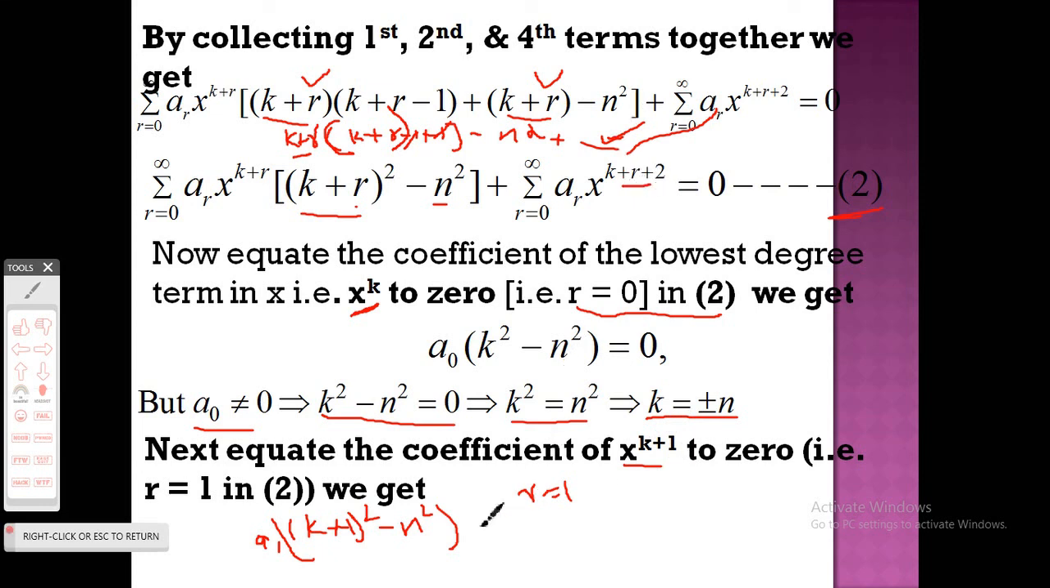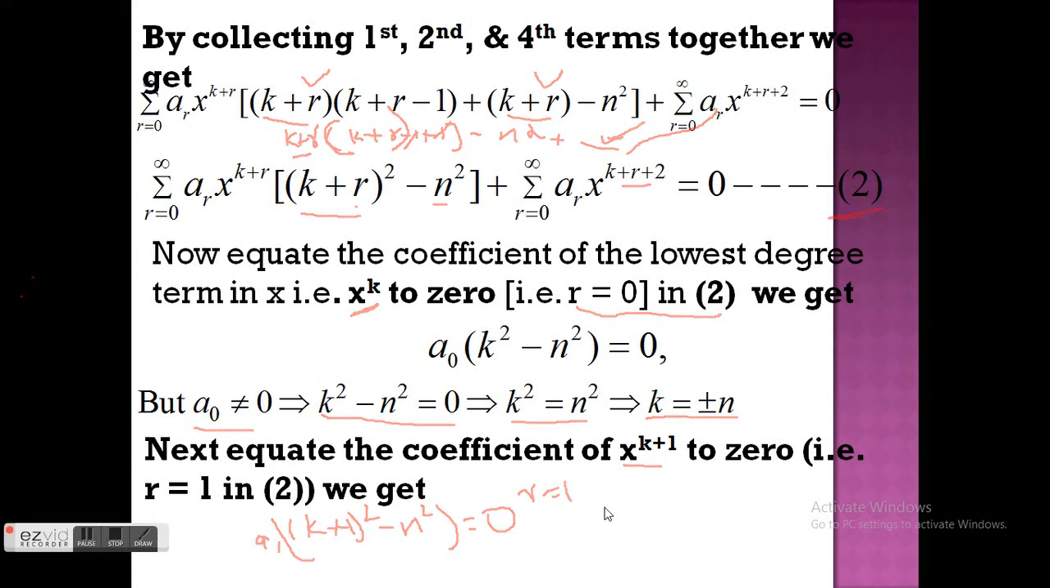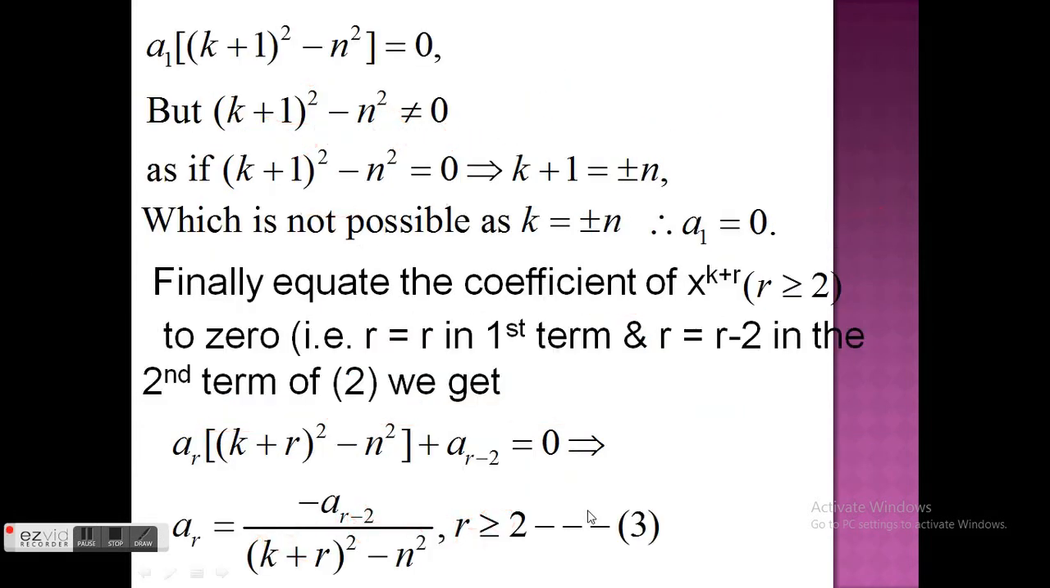Okay, I am equating this equal to 0. Now, if I have to equate this term, then I cannot take the k value as 2. Now, this is what we got: a1 into (k plus 1) whole square minus n square is equal to 0.